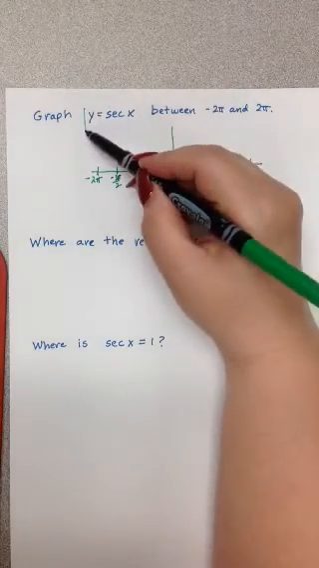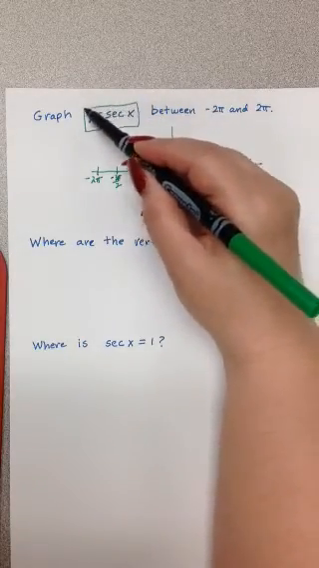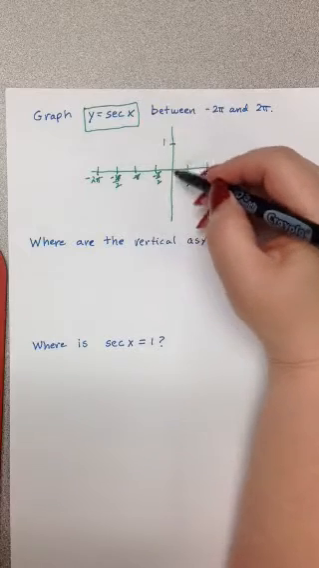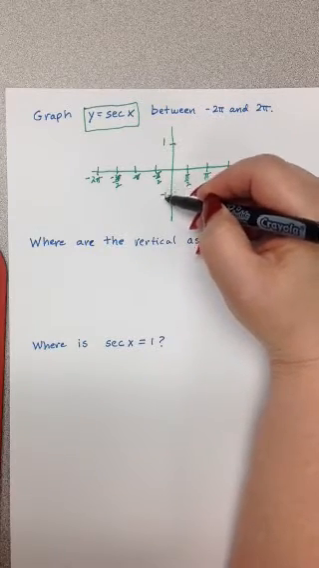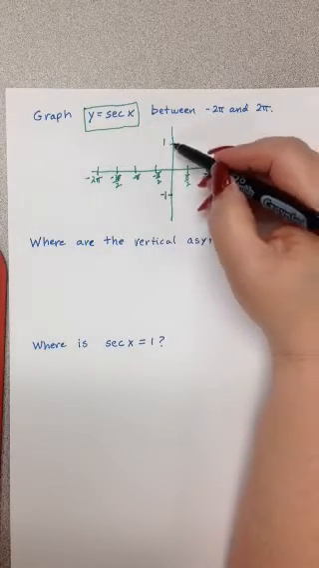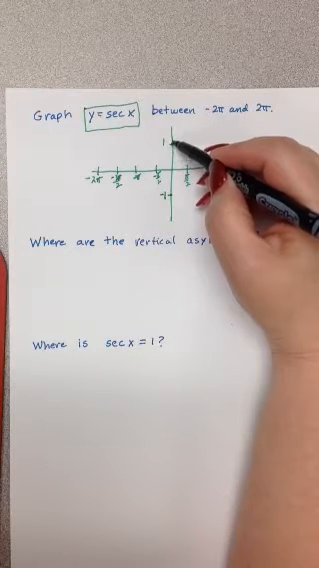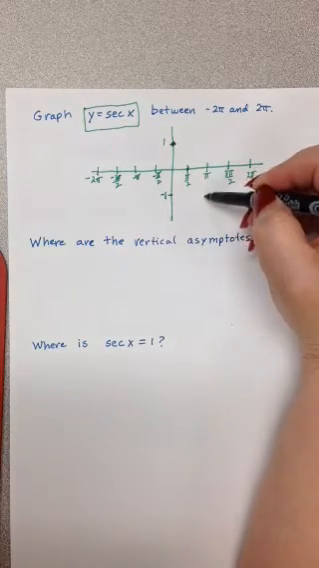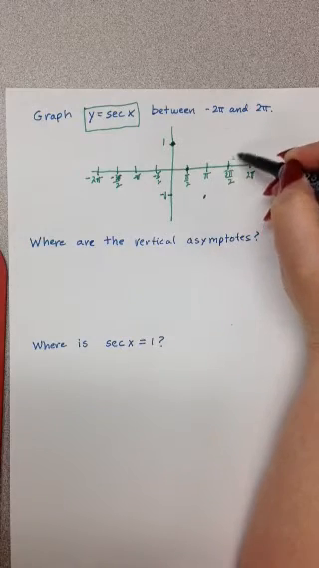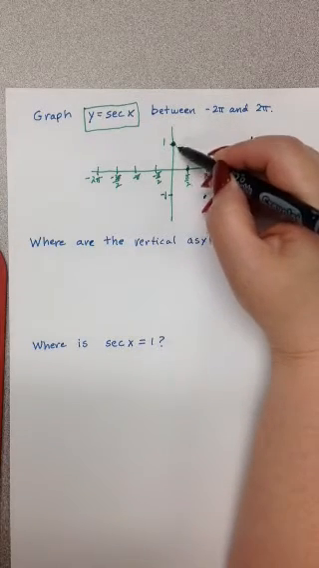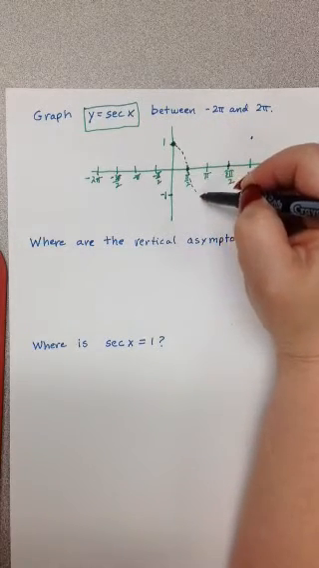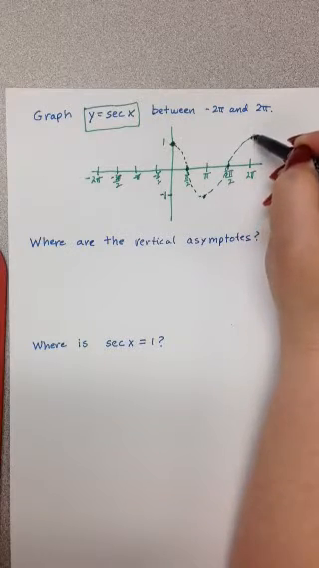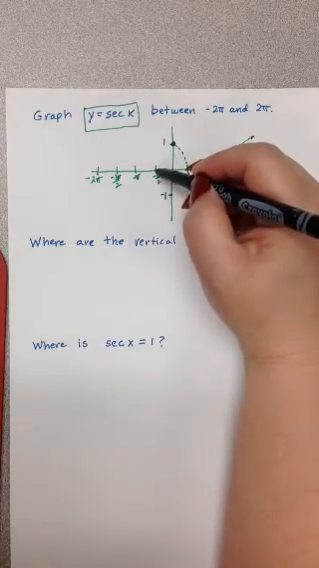Okay, remember they asked me to graph secant. Secant is the reciprocal of cosine. So in order to graph secant, I'm going to first dot in the cosine function. Remember cosine starts in the top, cuts the axis, reaches the minimum, cuts the axis, reaches the maximum. So if I just dash that in, it looks like that. Kind of remember cosine looks like a tulip, kind of.